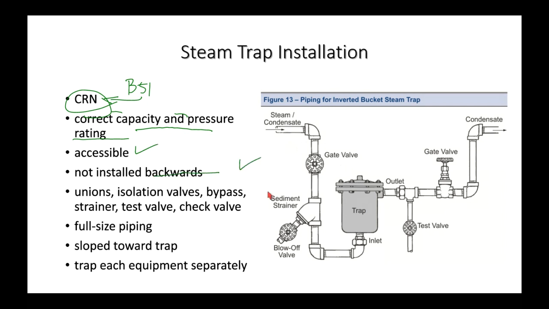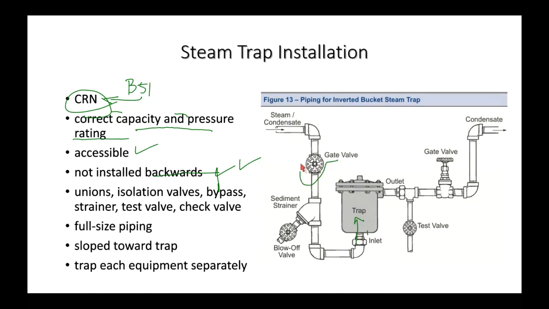Now, as for installing them backwards, usually traps have arrows on them that show inlet and outlet. Sometimes traps do get installed backwards, so if we've got a trap that's not working, maybe that's an issue on a newly installed trap. So it's good to check something like that. But be careful if you're installing a new one. Pay attention to the directional arrows or where the inlet and the outlet is.